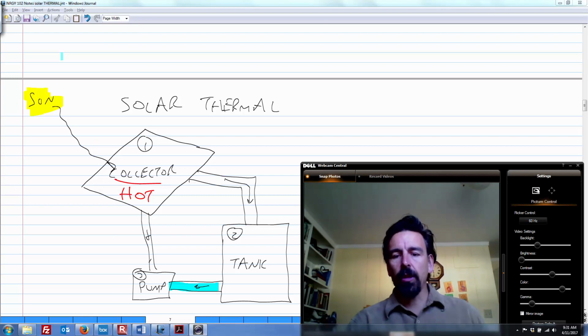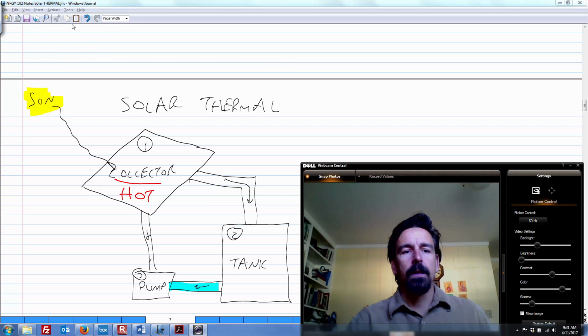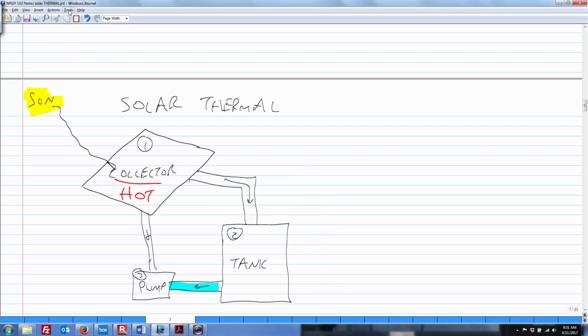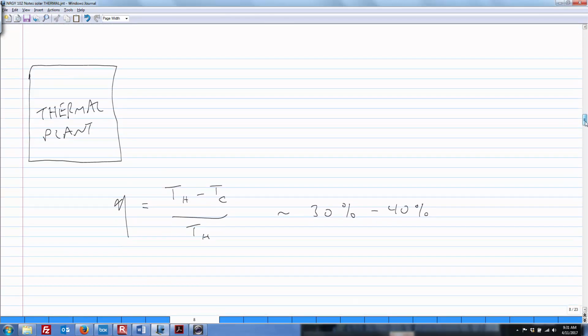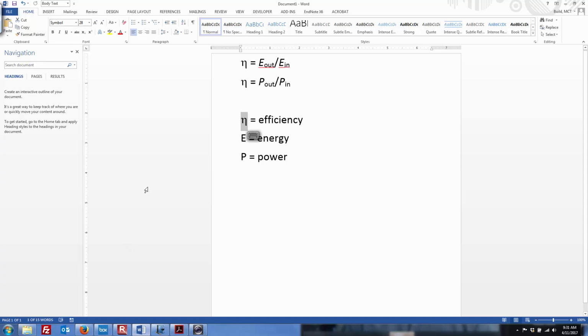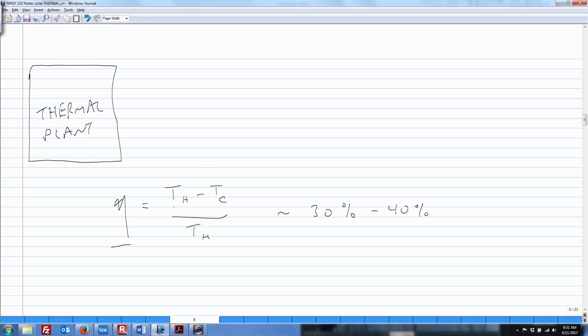Okay, so let's get back to it. We just covered the basics of a solar thermal system. Now let's go on. Here's another little look at efficiency. So again, this symbol here is eta, the Greek letter. We turned an H into an eta, that's efficiency. And this is, again, the Carnot efficiency. So the efficiency of a power plant is the high temperature minus the cold temperature over the high temperature.